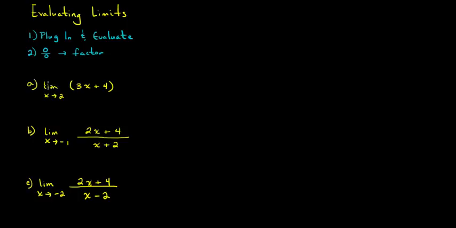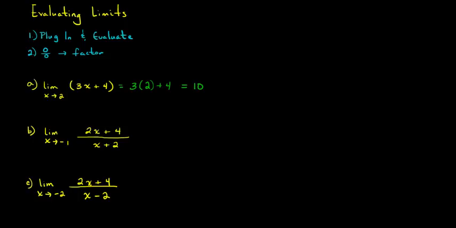So here for part A, I'm asking you to find the limit as x approaches 2 of 3x plus 4. This here is a pretty straightforward limit. We can simply just substitute 2 into our x variable here. So we would have 3 times 2 plus 4, and then 3 times 2 is 6, plus 4 we get 10. So we could say that the limit as x gets closer to 2 of the function 3x plus 4, in this case, is equal to 10.